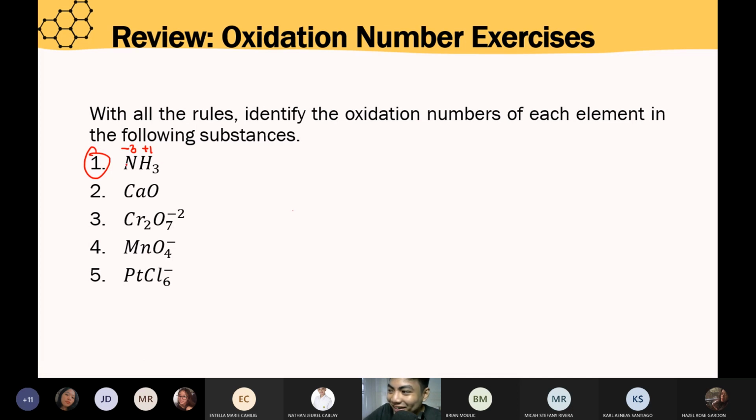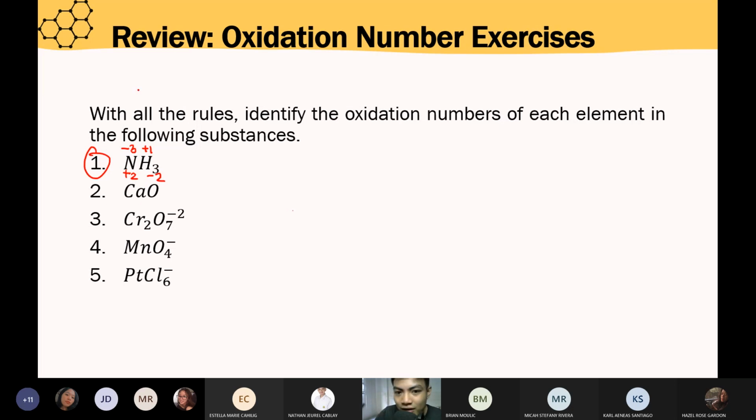Sorry, inantok talaga. Okay, so for rule number 2, no-brainer na to. Depending on the group number na lang yung basis natin. So for calcium, group number 2 yan, so positive 2. Oxygen, that's usually negative 2. So yan, that's everything.